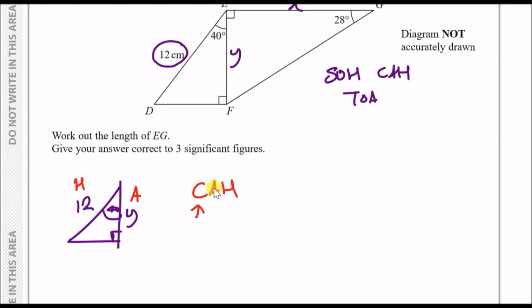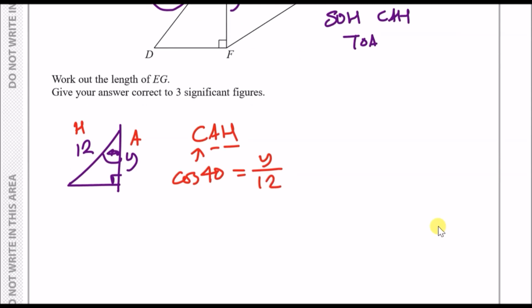And C stands for cos. And to write this as an equation, this is essentially cos of the angle, which is cos 40, equals A over H. So A being Y, H being 12. And then to find the answer here, we just have to make Y the subject. And to do that, we've got to clear the fraction, so we times 12 across. So essentially, Y is going to equal 12 times cos 40. And when you put this in a calculator, you should get a length of roughly 9.19 centimeters.